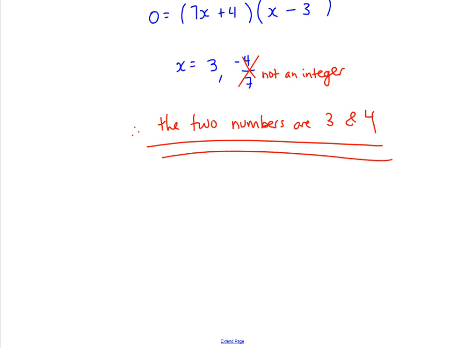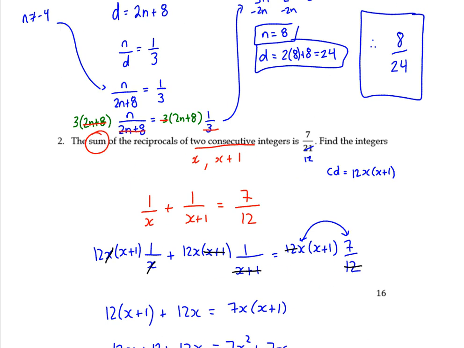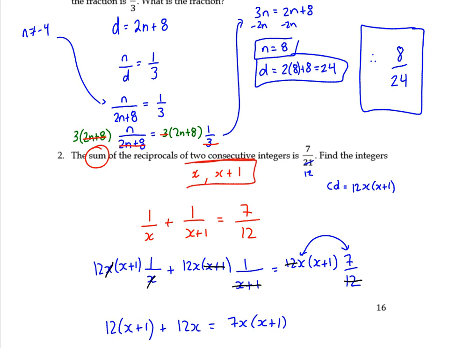Oh, because our consecutive numbers were x and x plus 1, and so we got x is 3, so the second one would be 3 plus 1, or 4. Right, back in the original, we said our 2 consecutive numbers were x and x plus 1.